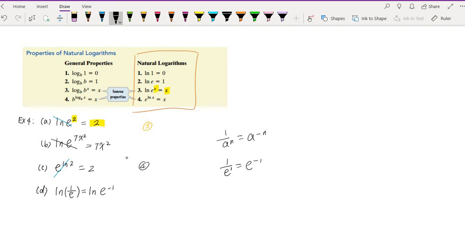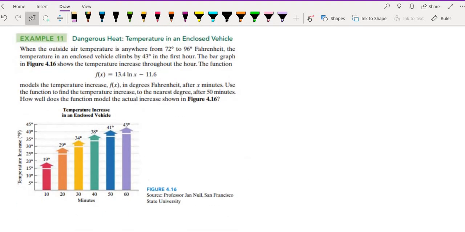So we have natural log of e to the negative 1 power. Now we see we have natural log and we have e. We said we can just think of them as canceling out. That is our solution.